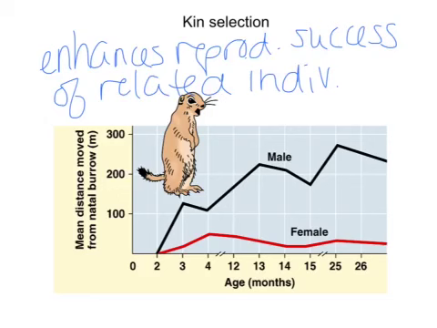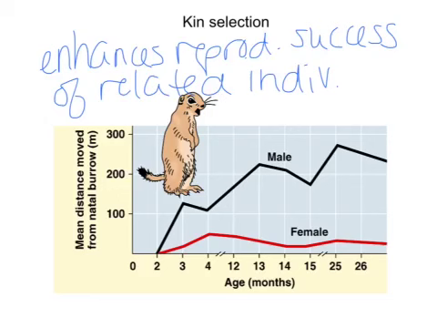And so with kin selection, by doing this behavior that helps ensure the success of others, you are also helping ensure that some of your genes are passed on because you share with your kin some of the same genes. And so it helps to keep those genes in the gene pool. And so that's one of the theories behind why these organisms may do this altruistic behavior.